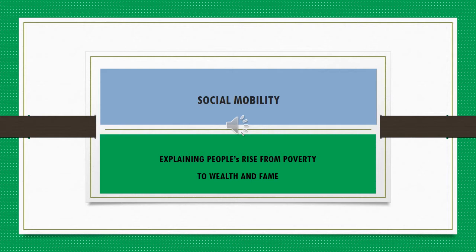To help us understand this, we want to look at some issues. One is the issue about open and closed societies. Second one, we want to look at the meaning of social mobility. The third one, we want to look at the various types of social mobility. And then the last one, we want to look at what determines whether or not a person moves from a low to a higher status or from a higher to a lower status.